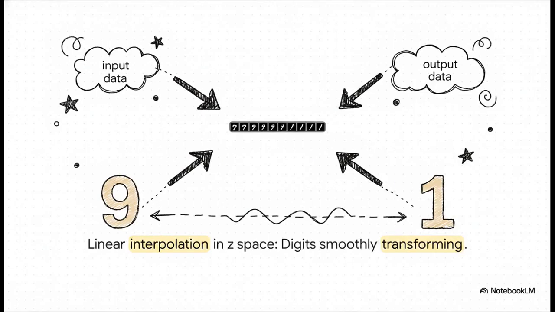Now you might be wondering, how do we know the AI didn't just secretly memorize the training set? Which is a totally fair question. The researchers proved it didn't by using linear interpolation in the latent space, or Z-space, which is basically the AI's internal map of concepts. As the model moves from one set of coordinates to another, a 9 smoothly transforms into a 1. If it had just memorized the images, this transition would be a jagged, glitchy jump between two totally distinct pictures. Instead, this smooth morph proves the model intuitively grasps the visual, conceptual space between a 9 and a 1.